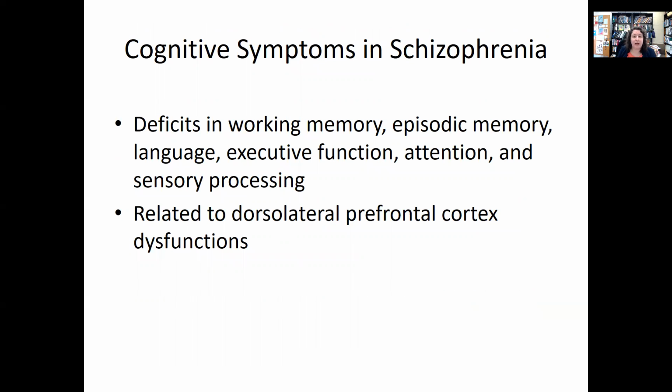Now, in terms of what happens when you give someone with schizophrenia neuropsychological assessments, not great, basically, unfortunately. They have problems with working memory, episodic memory, language, executive function, attention, and sensory processing. They think a lot of this is related to those prefrontal cortex issues, but obviously very problematic.